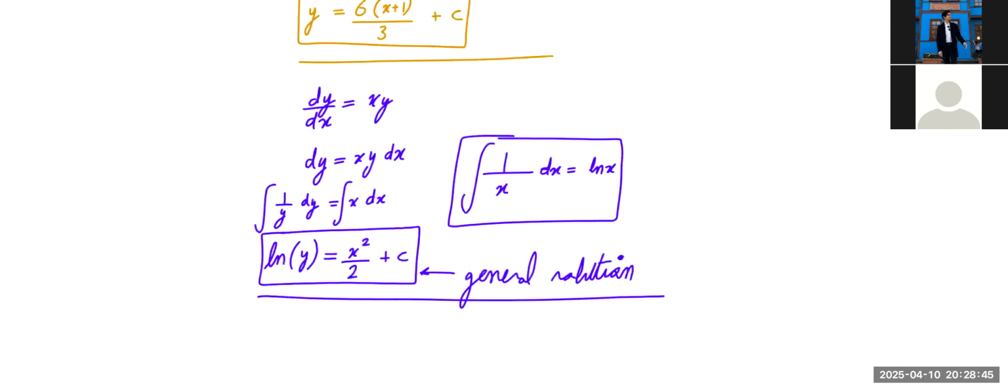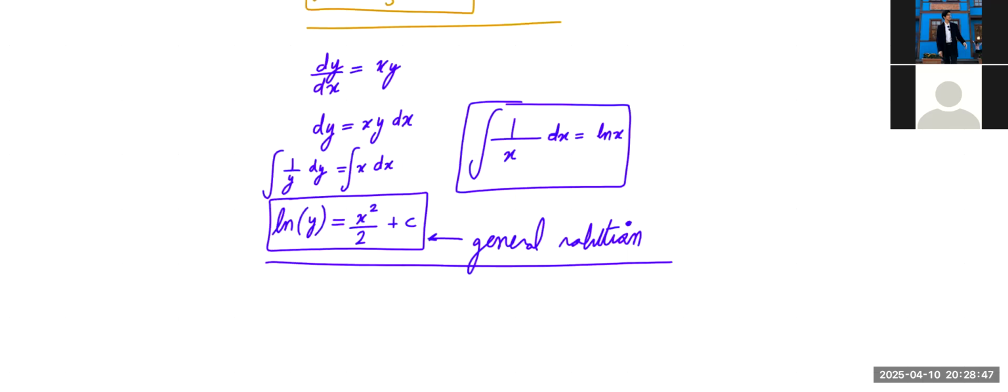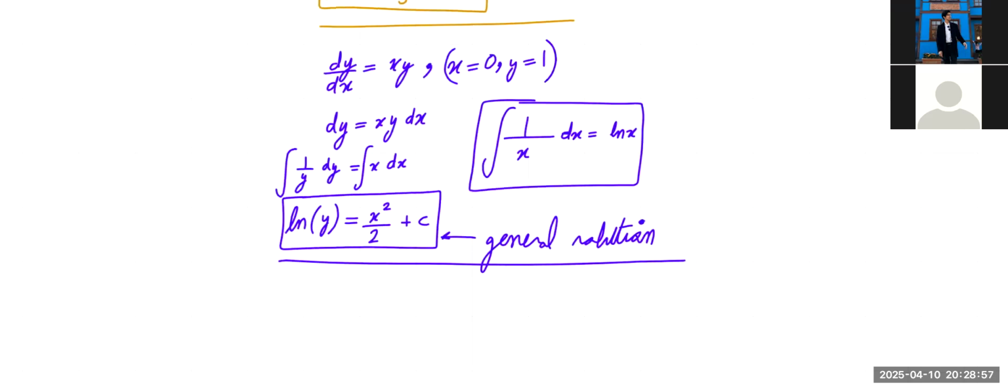How? We need an initial value. So if they tell us that when x is 0, y is 1, for instance, we can now use this initial value. Remember that an initial value doesn't necessarily mean that x is 0. Any value, any set of values given is just called the initial value.